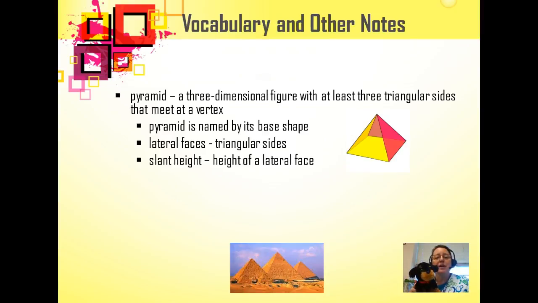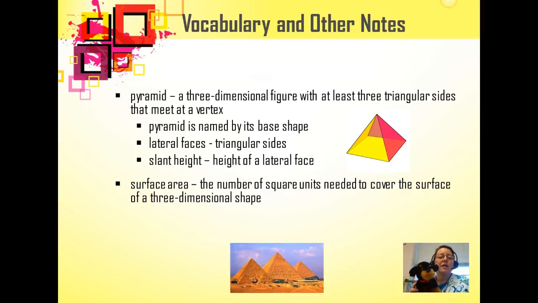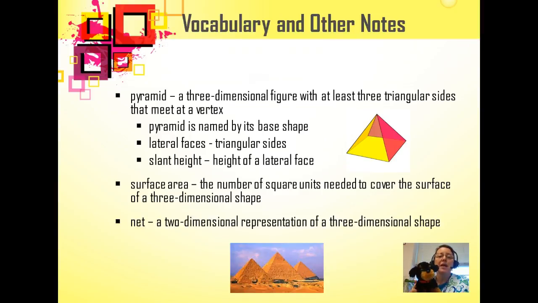The triangular sides of a pyramid are called lateral faces. And the height of a lateral face is called the slant height. However, this doesn't change anything about how we find the area of these triangles. In general, surface area is the number of square units needed to cover the surface of a three-dimensional shape. A net is a two-dimensional representation of a three-dimensional shape.